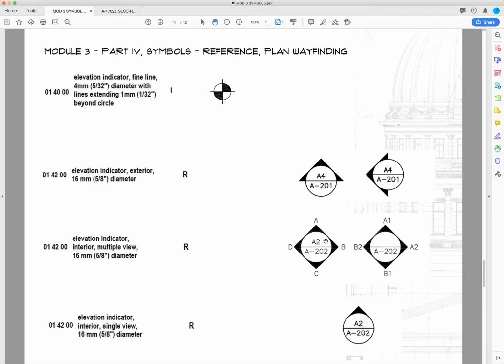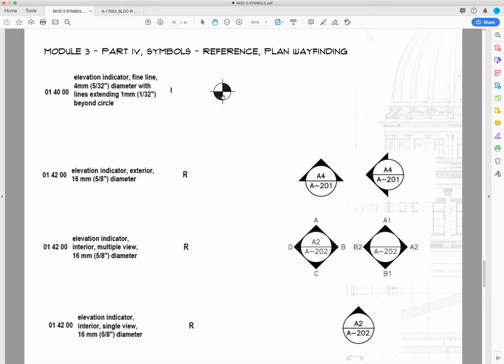So we're still in wayfinding. We've got our elevation indicator, and this is typically found on your exterior elevation sheets. You usually have this elevation mark, and then there's a line that goes across and it tells you what level you're on. So if your main floor plan is at 0 or 100, it will tell you that. You can also find these on the site plan.